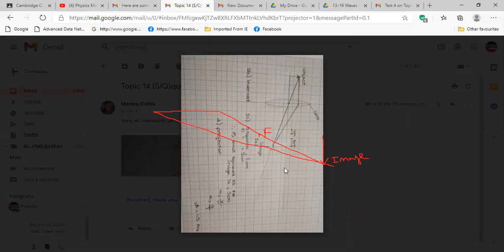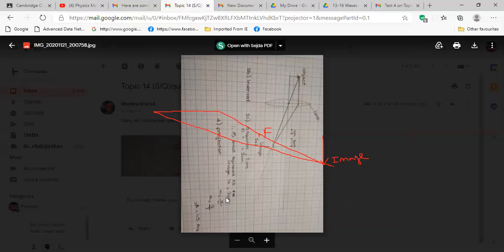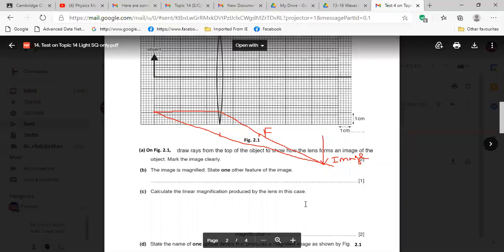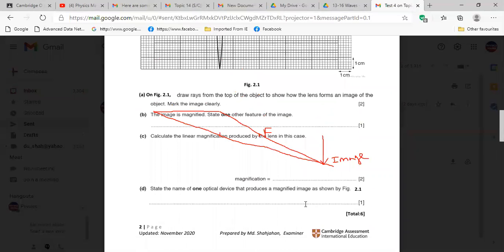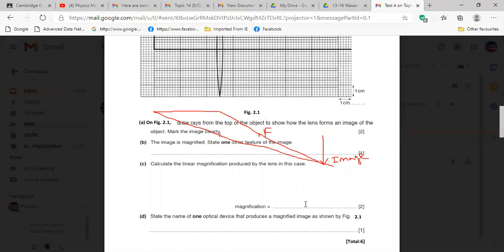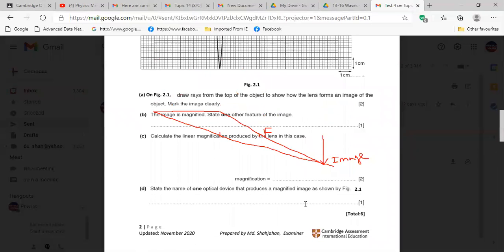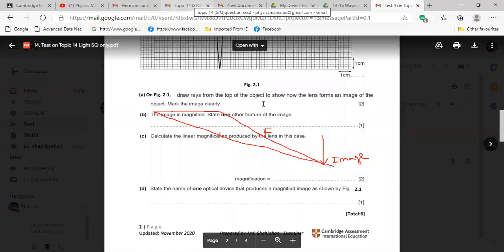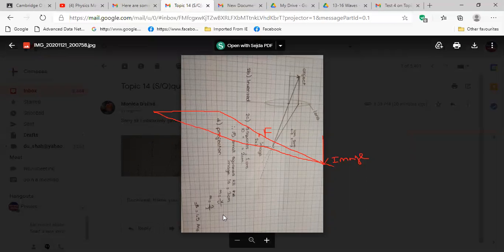So from here it is 1, 2, 3. Then here you got 2. So 3 by 2, right? So according to ECF, it is correct, and you are getting 1 mark here. 1 is there, right? Yes, sir. So you are getting 2 marks here. Calculate the linear magnification produced by the lens in this case. So okay, 2 marks you will get. It is ECF. You write there ECF. Okay, right here ECF, you are getting full marks.